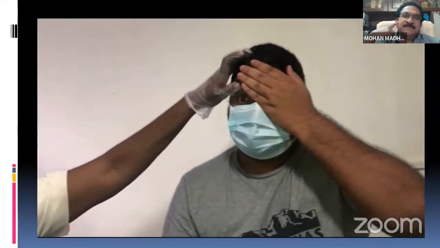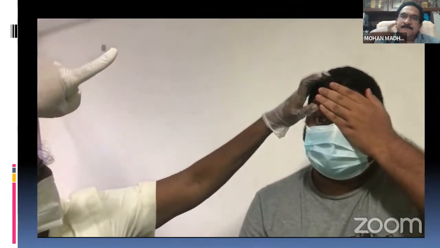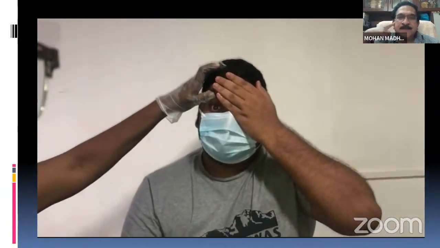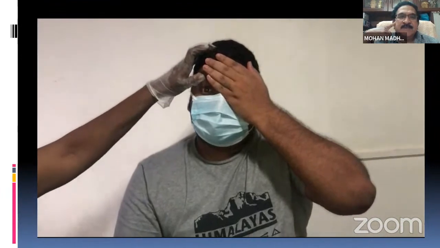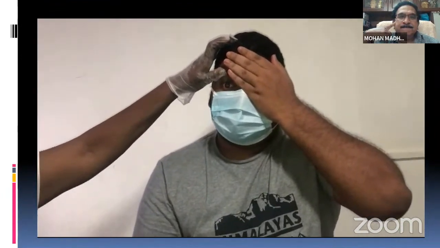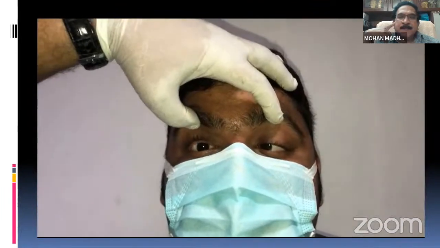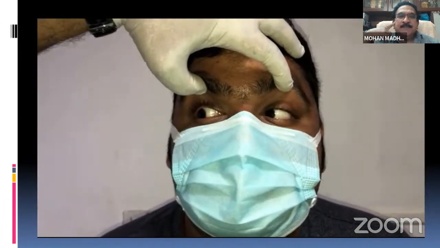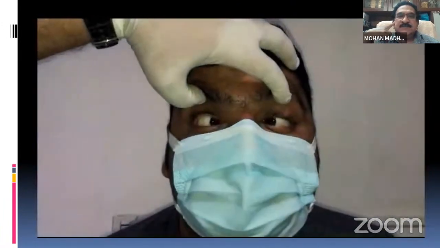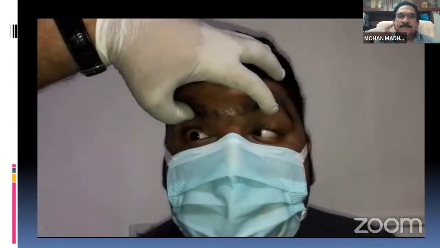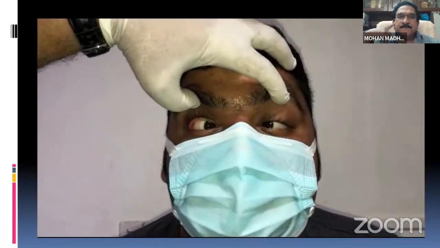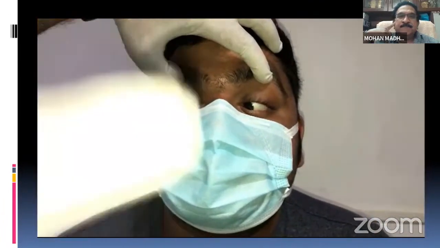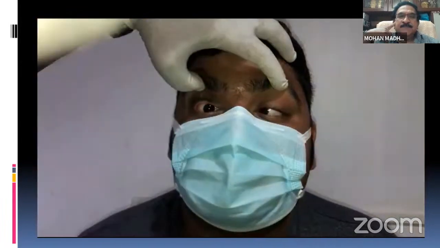Now is able to see. Yes, now is able to see. From below, is able to see normally. In the ocular movements, right abduction is normal. Adduction normal. Left eye, there is no abduction at all. Looking up, both eyes are not going up. Downward movement is okay.